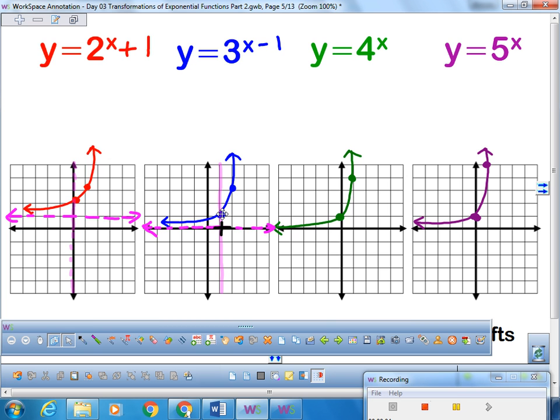Is your K. Got it? All right, let's do the green one. Are we doing better?